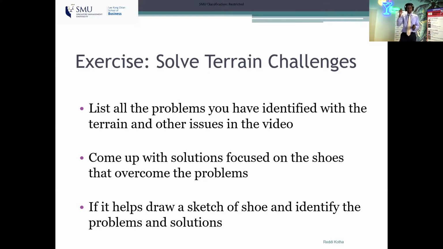If it helps your thinking and you're a visual person, try to draw a shoe for yourself on a piece of paper and think about those problems and the solutions you could come up with. Take a minute or two to do this, and then I will ask you the first question. And then you can type out the answers in the question answer that's been opened up. Please take a minute for this.